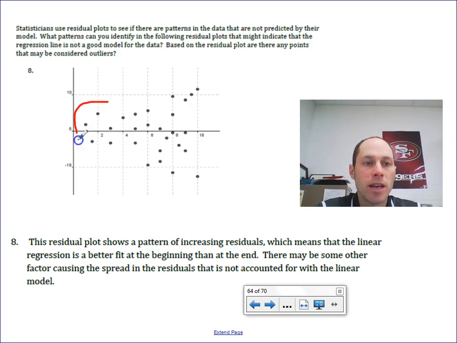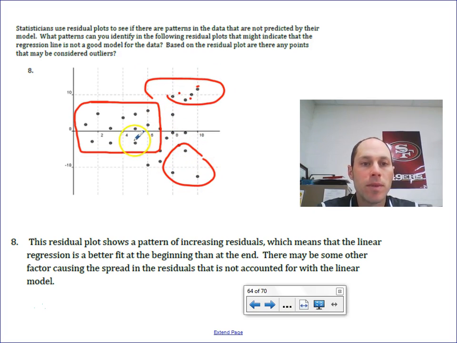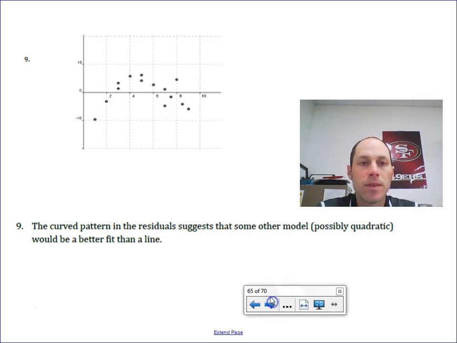Here it's pretty good at the beginning. The points are pretty close, but now they're getting further away. These points right here are getting further away as we go left to right. So maybe a linear model isn't so good at the end there. Maybe a linear model is not the best fit for the whole set of data.